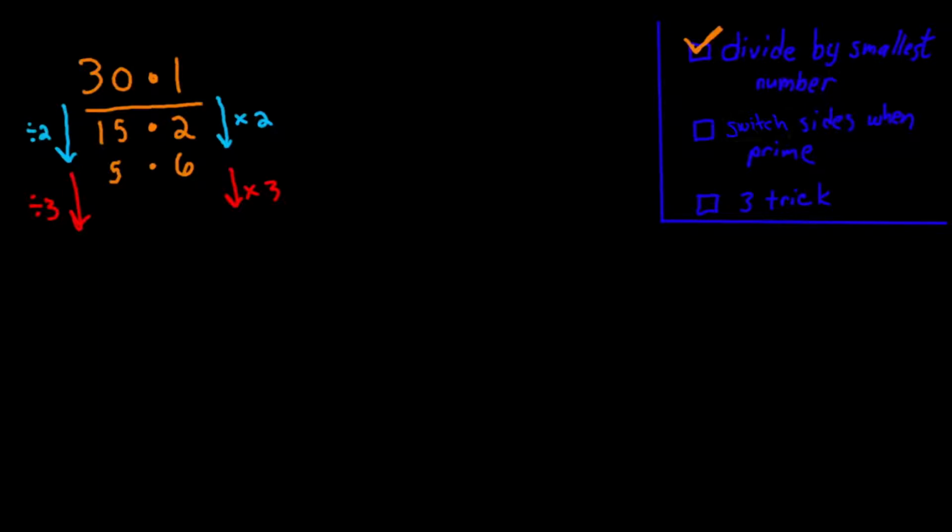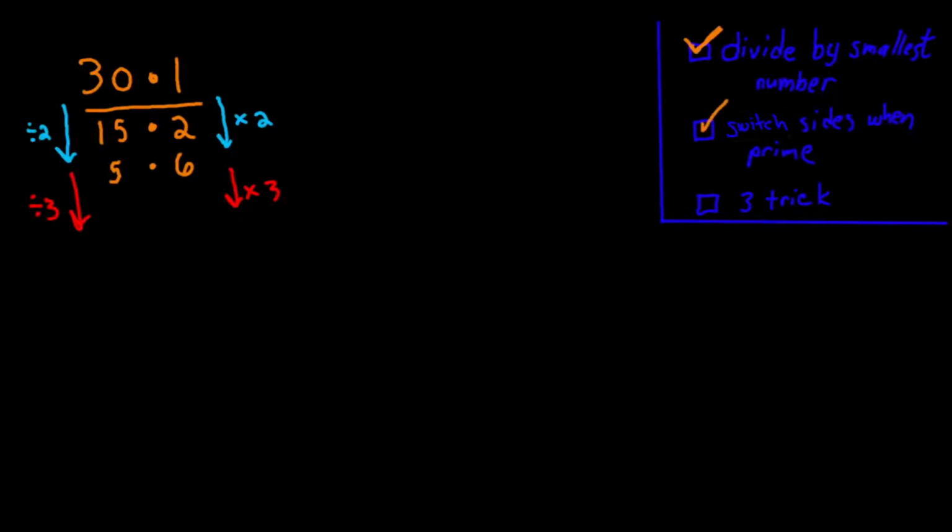So let's keep on going. So we're going to start from the left side again. Now take a look at this. 5 is not divisible by anything besides 5 and itself, right? So you're going to have to switch, because that number is prime.